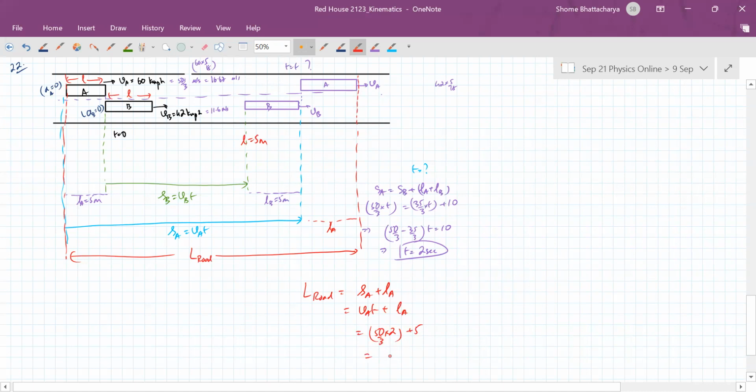Okay, so 100 by 3 plus 5, so that will become 38.33 meters approximately. This is the road length that is utilized for completing the overtake. Okay, so hope this question is also clear. So just make a note of this if required, and next we are doing 24th question. So go through it.